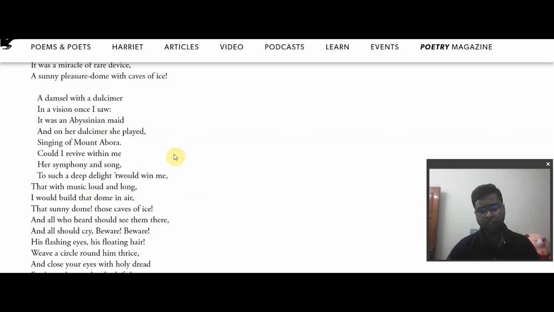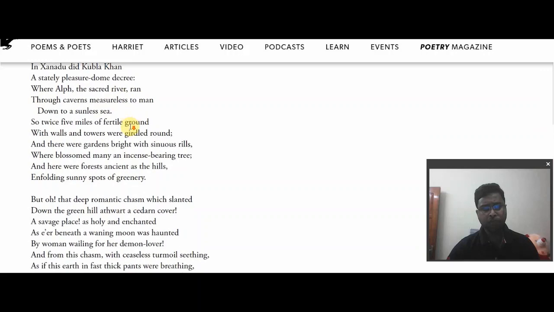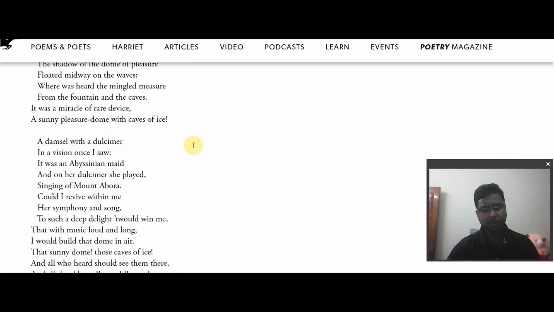These two lines parallel the first two lines. In Xanadu did Kubla Khan a stately pleasure dome decree. So this pleasure dome is directly connected with this damsel with a dulcimer. This maiden playing upon a dulcimer, and he did see it in his vision, not in reality. Kublai Khan could be a character of reality. Of course, he was a historical character. Of course, he might have built a beautiful pleasure dome upon this fertile ground of 5 miles twice, that is 10 miles of land. He nurtured that place, he nurtured wild nature, tamed it, controlled it, and made it a beautiful place.